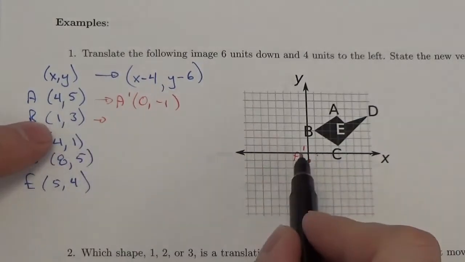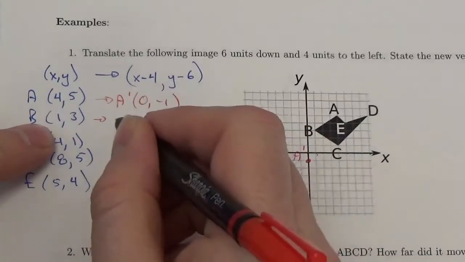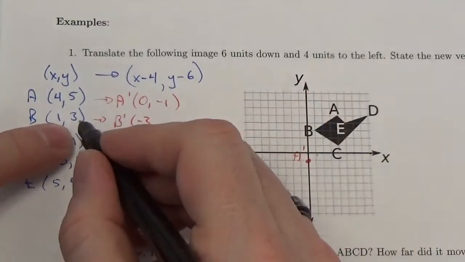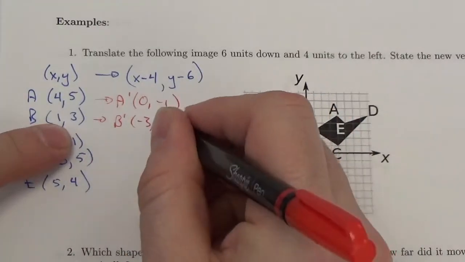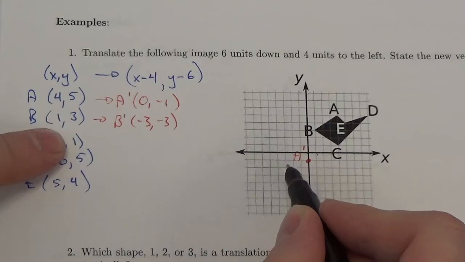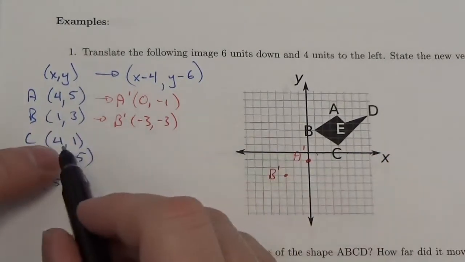B, and I'm going to use little a primed to show what I'm doing here. B, I'm going to subtract 4 from 1, so that'll be negative 3, and then I'm going to subtract 6 from 3 to get negative 3. So B is going to be 1, 2, 3, 1, 2, 3. So here's B primed.